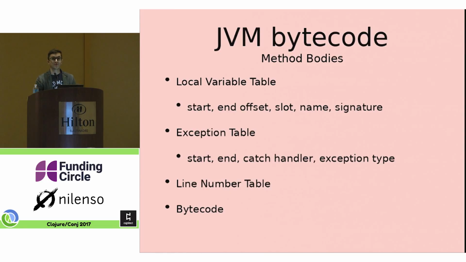And they have a lot of debug information which helpfully the Clojure compiler emits, such as the local variable table, which gives you a set of local names to offsets in the bytecode, which the JVM uses for printing useful debug information in stacktraces. We have an exception table which tells us the bytecode offsets where an exception handler will be active. And we have a line number table which tells us which bytecode offsets map to which code line and columns. And finally, we have the proper bytecode.